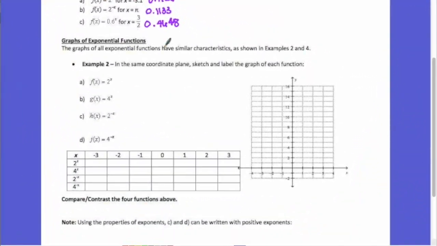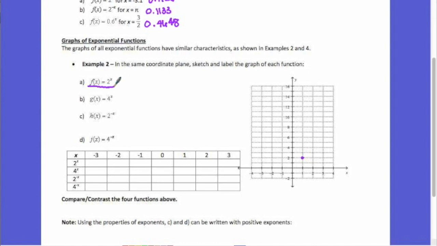All exponential functions are going to look fairly similar to one another, so we want to sketch these 4 graphs real quick and see if we can come up with what's making them do what they're doing. So for the first one, we have 2 to the x power, and then we also have 4 to the x power. When I have 2 to the x power, if I say 2 to the first power, that's going to be a 2, so I'd plot the point right here, and that's going to be for this one.